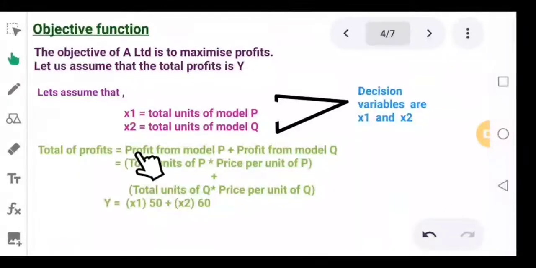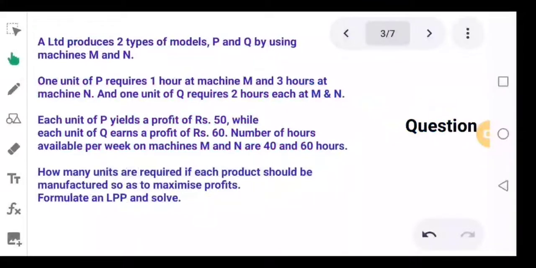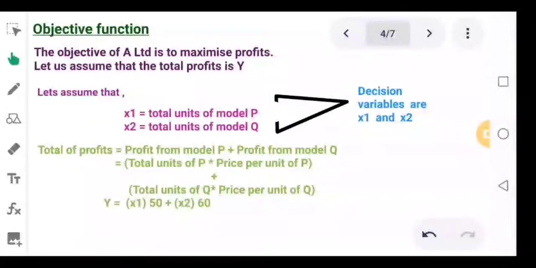Now what is the profit from model P? Profit from model P is total units of P into price per unit of P. Profit from model Q is total units of Q into price per unit of Q. Now what is the price per unit of P, price per unit of Q? This is easy because it's given in the question. Price per unit of P is 50, price per unit of Q is 60. So 50 and 60 we know. That's why 50 here, and that's why there's a 60 here.